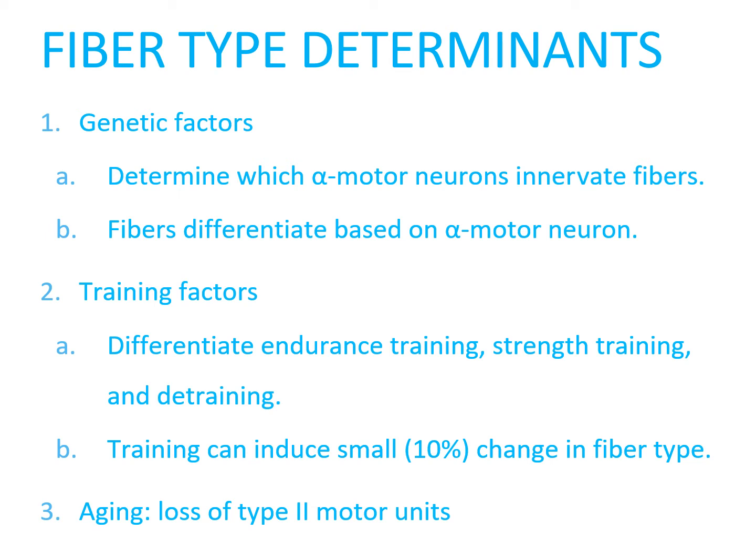And then finally, the last thing that will determine our muscle fiber type is aging. We start to lose our type 2 muscle motor units as we age. Therefore, you tend to become less explosive and you tend to not have as much sprint endurance.